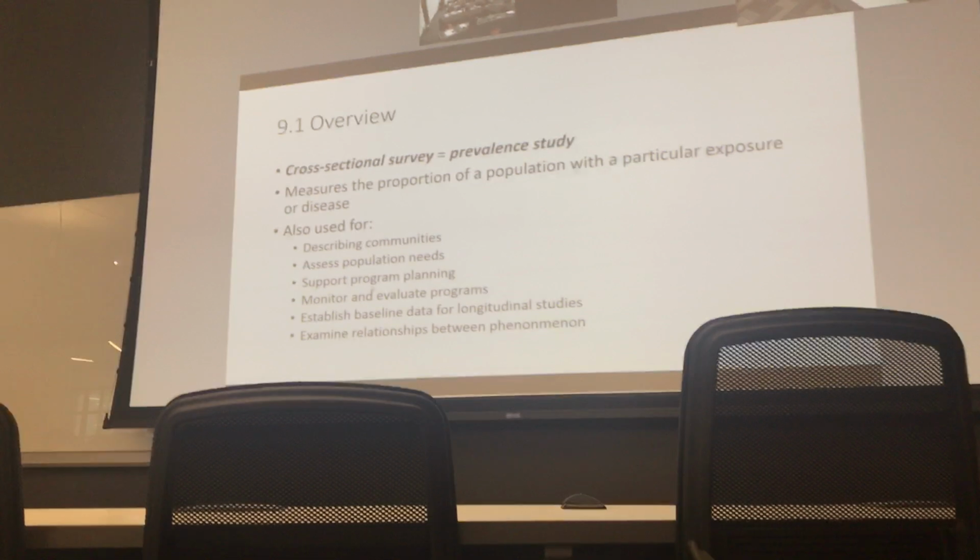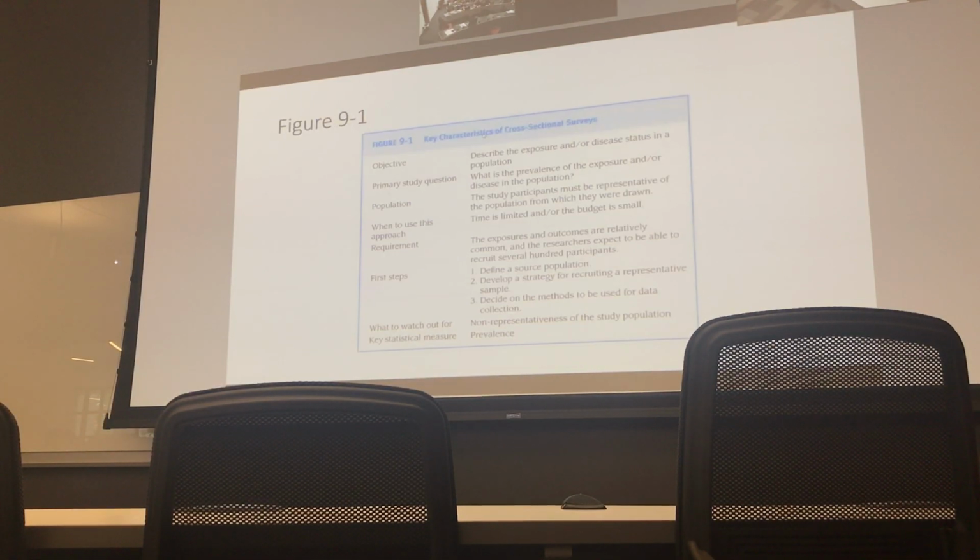These are some key characteristics of cross-sectional studies. So what's your primary study question? What is the prevalence of the exposure or disease in the population? So what is the prevalence of the flu in third year, spring semester, pharmacy students at the University of Georgia? Population: the study population must be representative of the population from which the study is drawn.